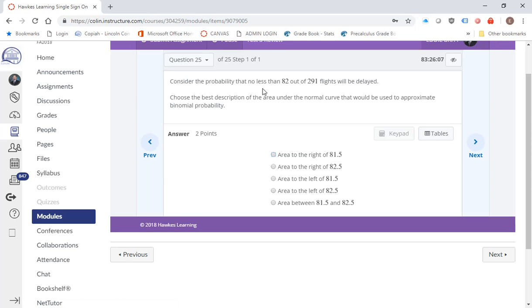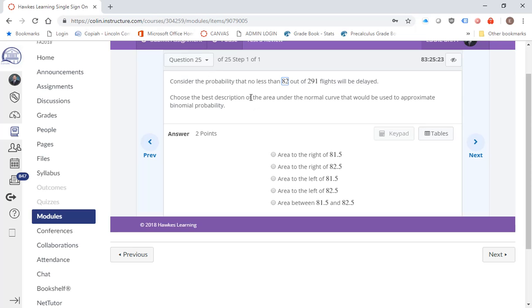Alright, consider the probability that no less than 82 out of 291 flights will be delayed. Choose the best description of the area under the normal curve that will be used to approximate the binomial probability. So normal distribution can be used to approximate binomial probability distributions. And so what does no less than 82 mean? No less than. So 82 would be the biggest number, right? Or no, it would be the smallest number, right? If it's no less than 82 out of 291.